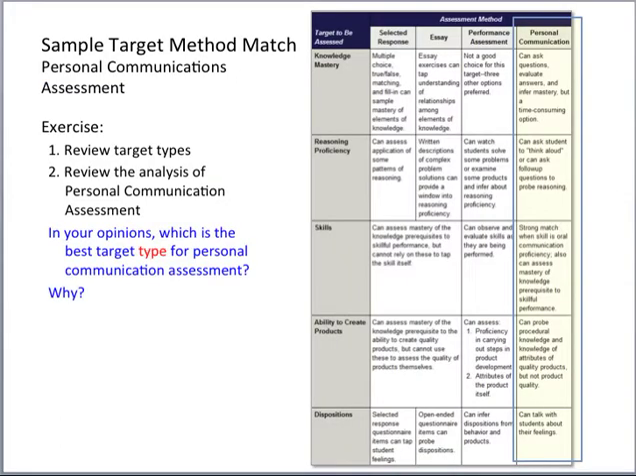So in this particular slide, we're talking about what target types would be the best types, and we're talking about knowledge, mastery, reasoning, proficiency, skills, product creation, and dispositions, or how they feel. And it turns out that all of the target types can be assessed with personal communications assessment efforts.